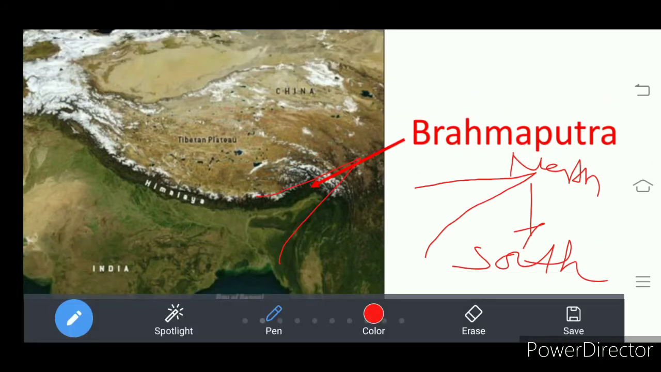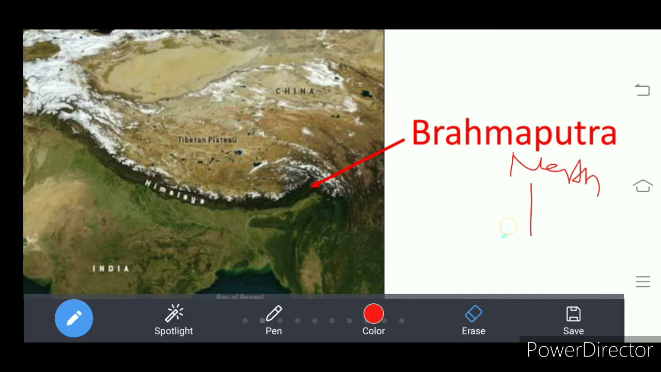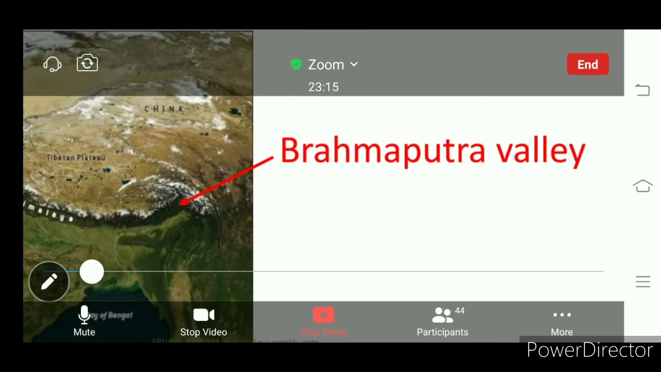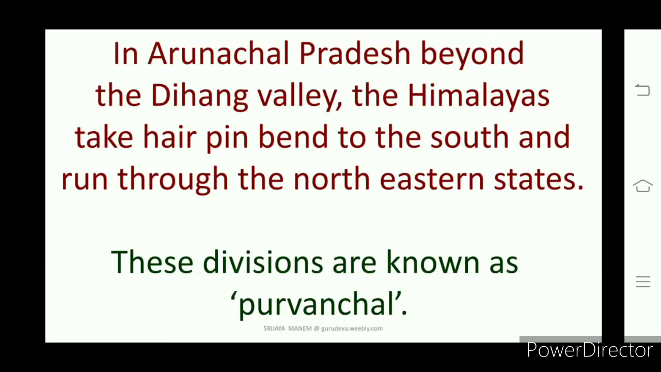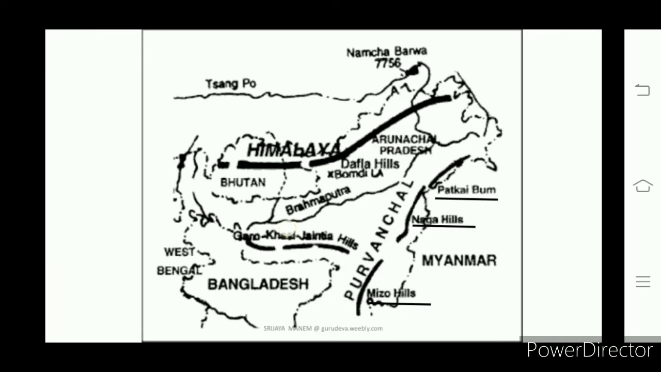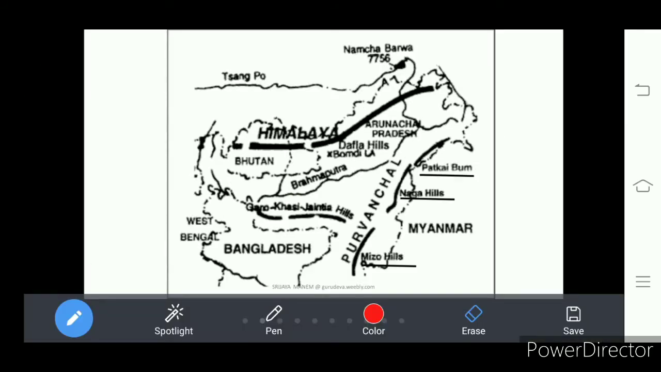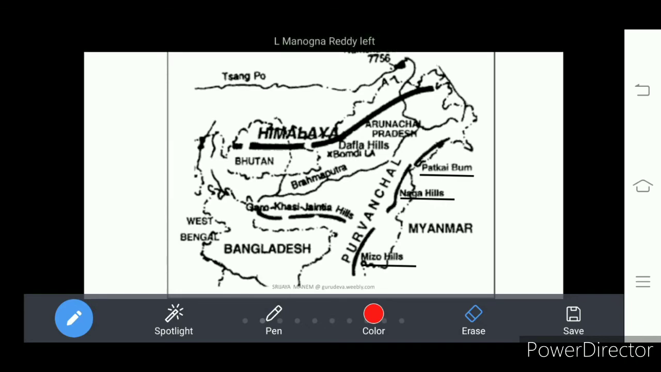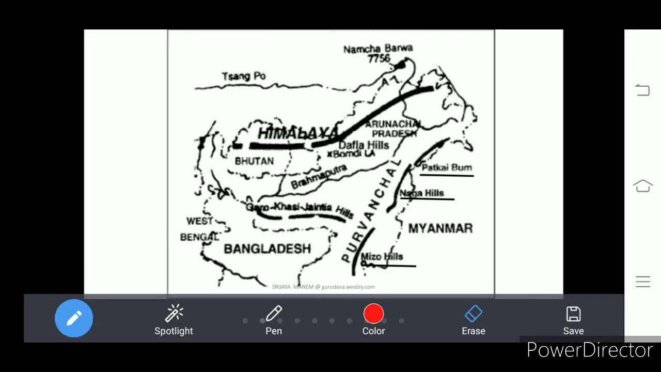Purvanchals are called with different names in different parts of the northeastern states. Let me show you. Okay, these are the Purvanchals. Look at here. What do you see here? Northeastern states. Okay, in northeastern states, these Purvanchals are called with different names.